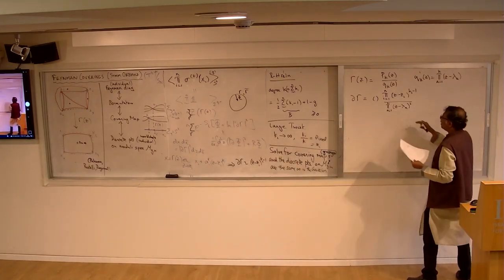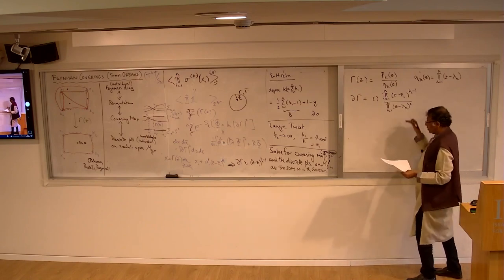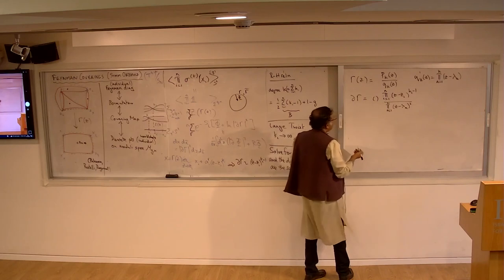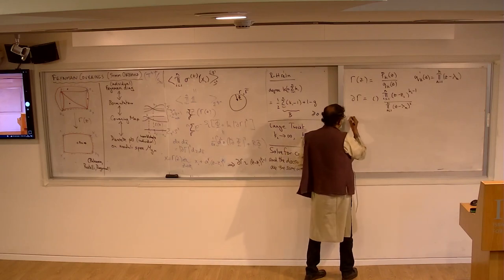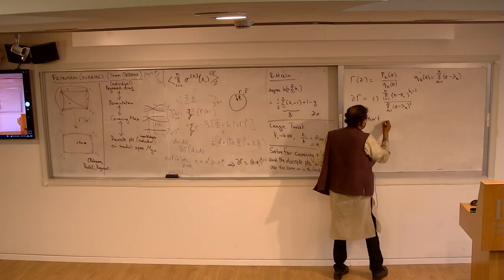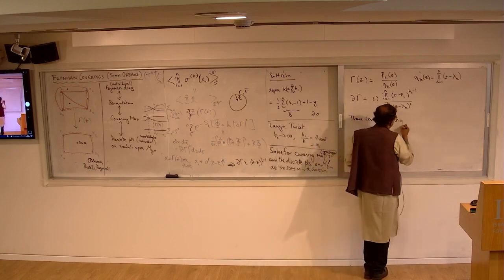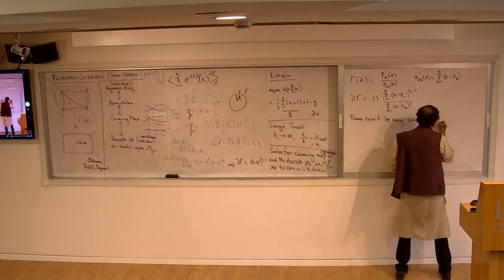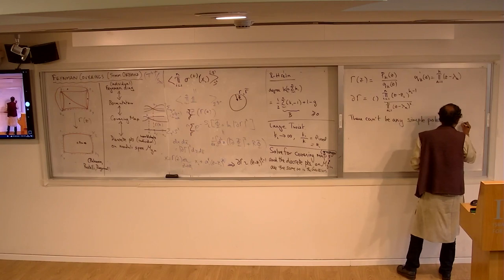What are the conditions on the lambda A's? So this is very nice, I wrote it in this form, but we know that in addition, there's a condition that there can't be any simple poles at z equal to lambda A.